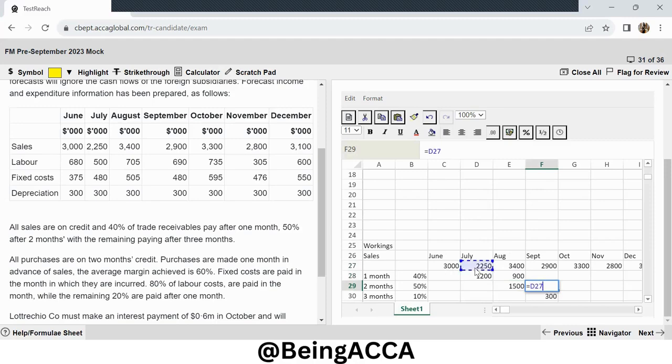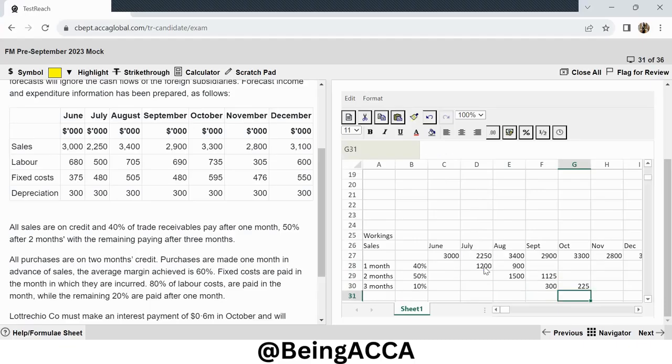50%. So July multiplied by 50% is what I'm going to be getting. So this will come out to be 1125. And then for the third month, 10% of the July's receivables will be these many. So this is 225. Now let's go for the month of August.